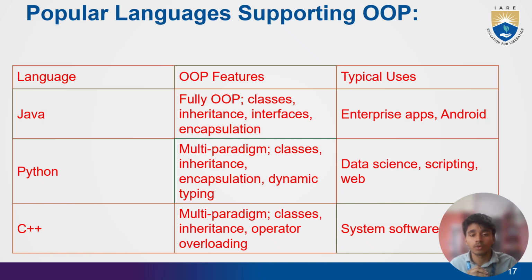The features that it provides in Python are multi-paradigm, classes, inheritance, encapsulation, and dynamic typing. Typical uses of Python are data science, scripting, web, and machine learning. C++ features are multi-paradigm, classes, inheritance, and operator overloading. System software and game making are the typical uses of the C++ language.